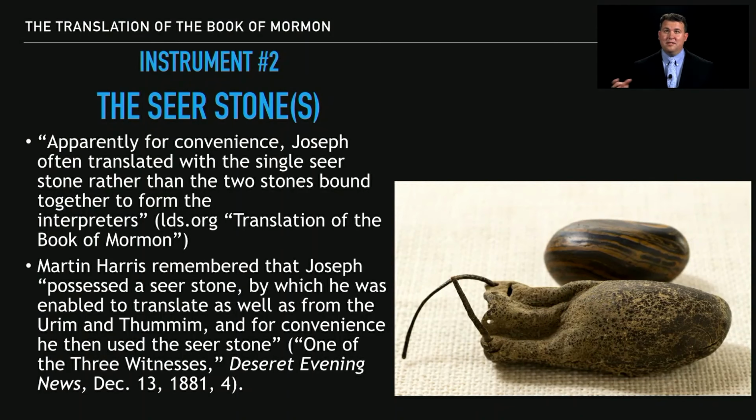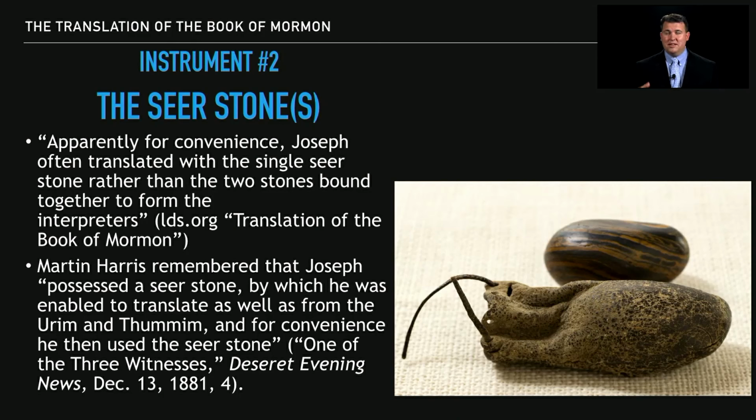Martin Harris, one of the early scribes of translation, also said that he remembered that Joseph Smith possessed a seer stone by which he is enabled to translate as well as from the Urim and Thummim, and for convenience he then used the seer stone. So apparently this is a seer stone that Joseph Smith already has in his possession, that he's comfortable using, that he occasionally switched off to use instead of using the interpreters during the translation process.